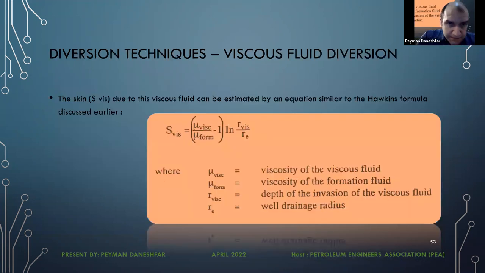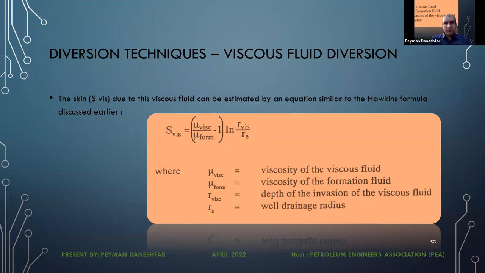Diversion techniques. The skin factor, again the Hawkins skin formula, you can see the mu viscosity or radius of penetration of viscosity. You can calculate the skin factor for your viscous fluid with this formula.